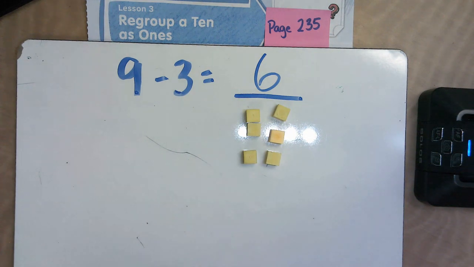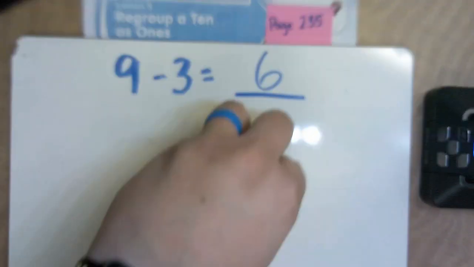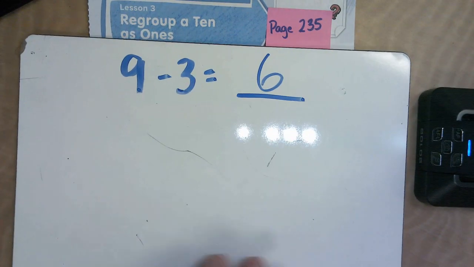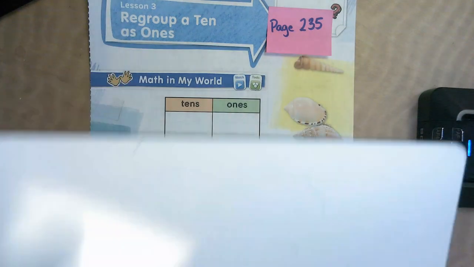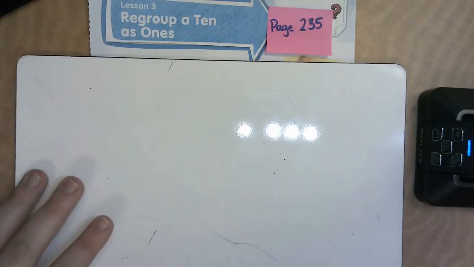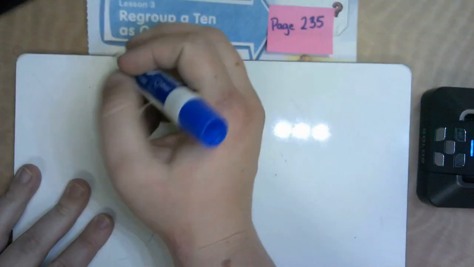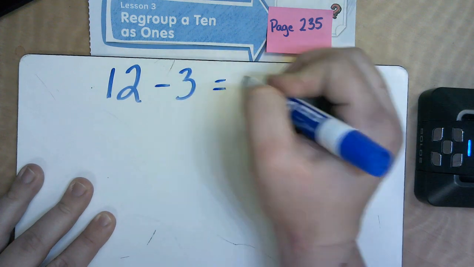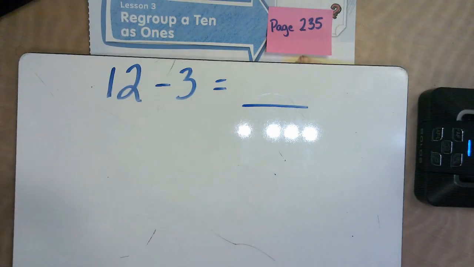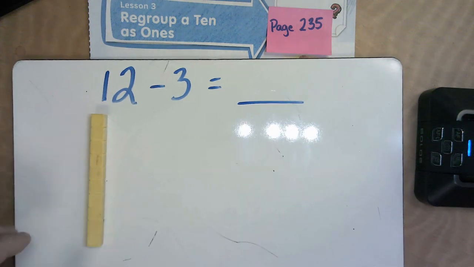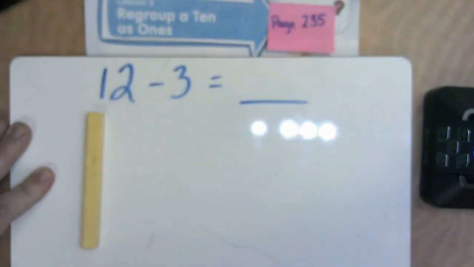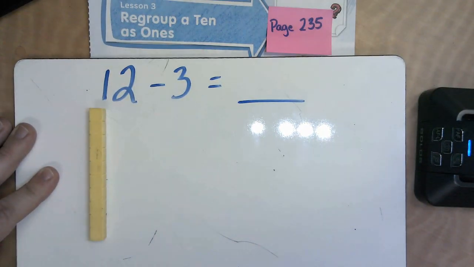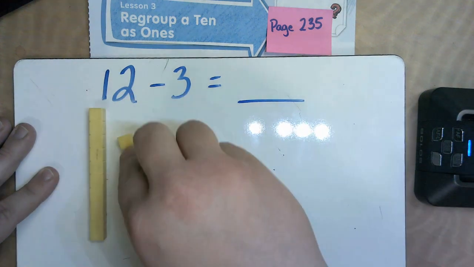And we've worked on these problems many, many times before, but we're going to keep working on that today. But now we're going to throw in a new wrinkle. I'm going to turn my board, and let's take a look at the next problem. What would happen if I had 12 minus 3? Well, what would that look like? I'm going to put my straight, and we know that our straight is worth 10. There are 10 little cubes on here. And then I need 2 more, 1 and 2.